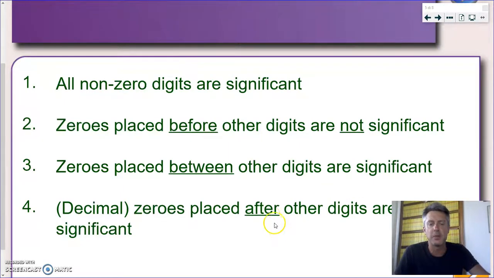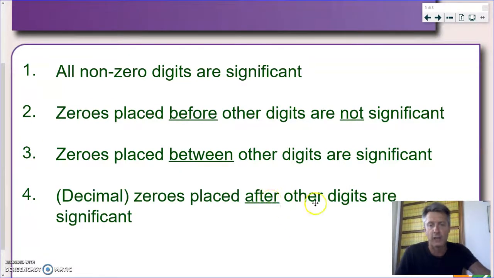How about zeros placed after other digits? And here is a little bit of controversy. We're going to stick only to decimal zeros. Decimal zeros placed after other digits are considered significant. Okay? But these four rules will be more clear once we go to the examples.